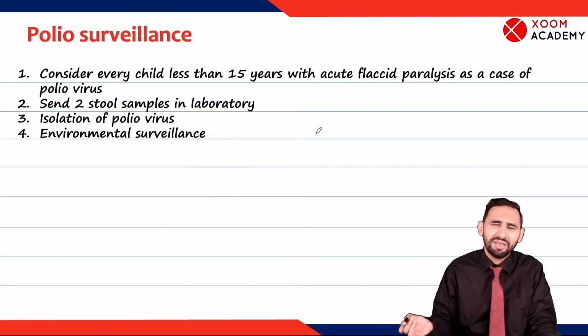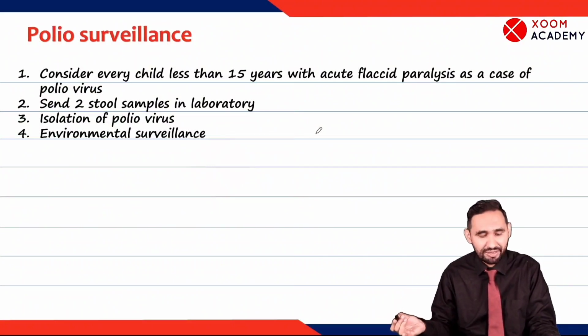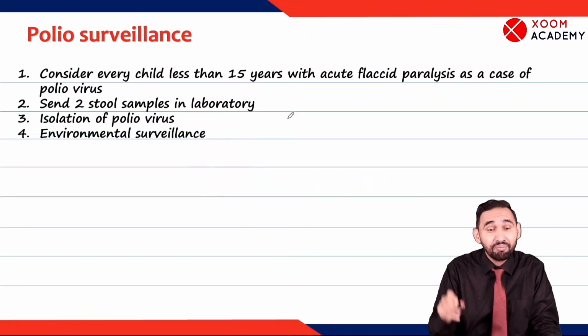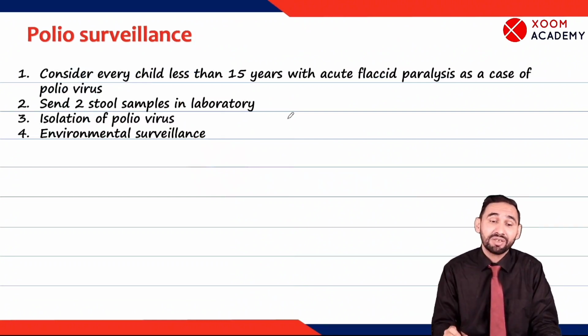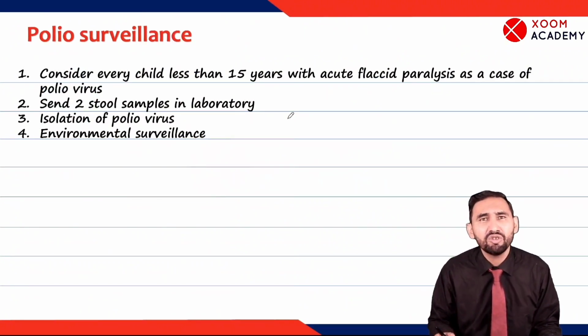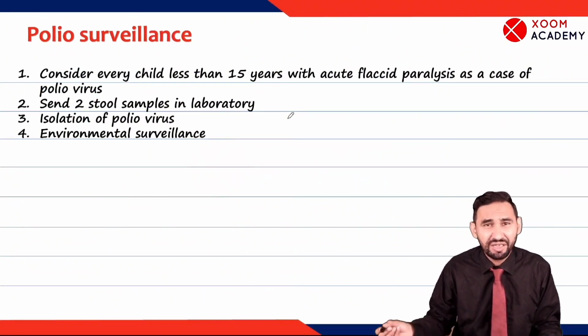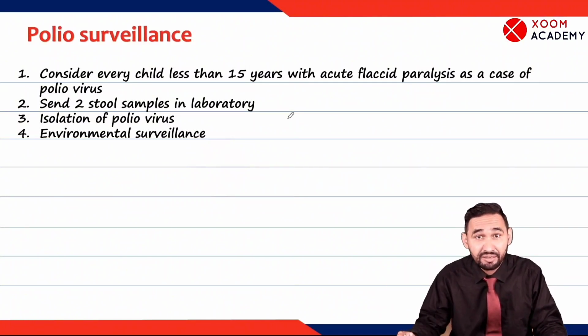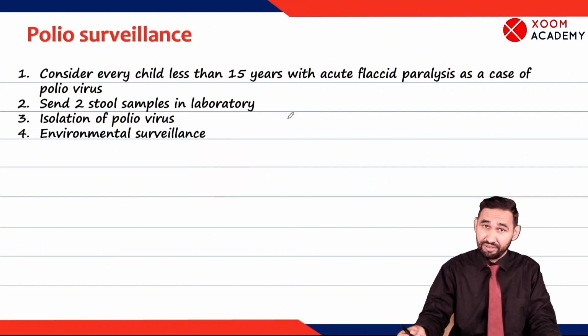Then polio surveillance. It is also a university question. Like polio eradication and endgame strategic plan is a common university question in Pakistan. Polio surveillance is also a common university question. How do we do polio surveillance? What is surveillance? Surveillance is monitoring. This is a continuous process.